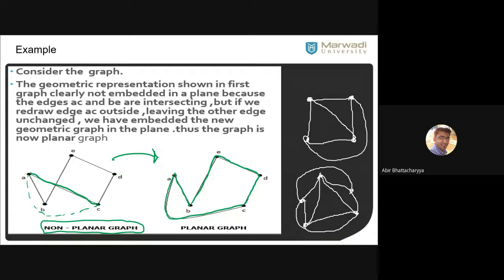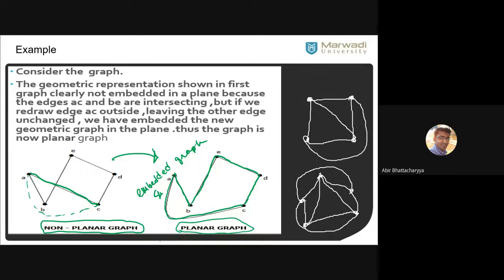So what is the graph embedding? If someone asks you what is the embedded graph of this non-planar graph, this is going to be the embedded graph. Which one is the embedded graph? This graph is known as the embedded graph. Whenever an embedded graph is possible, that means that graph becomes a planar graph.